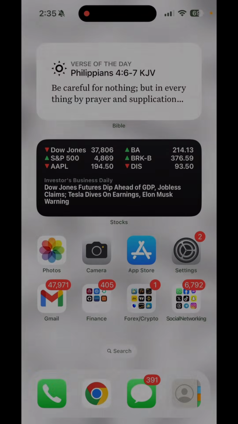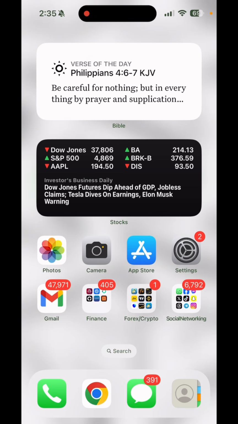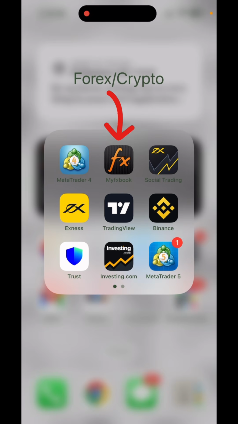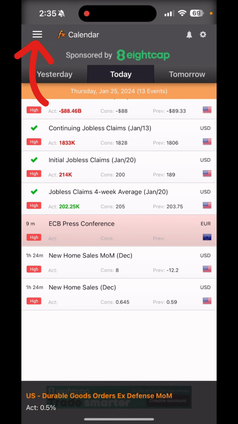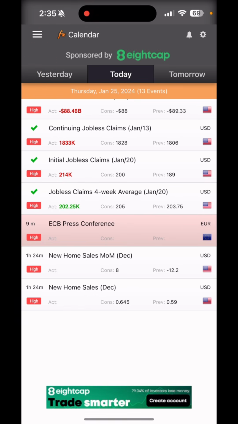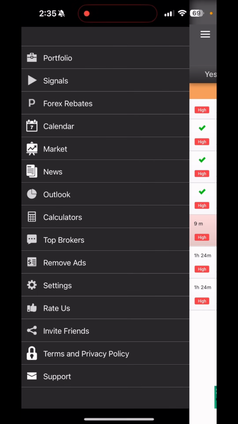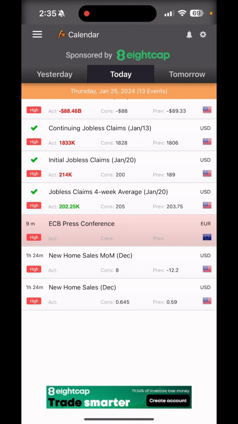Okay, guys, I'll be talking about two apps that I recommend to get fundamental news in the forex market. Now, the first one will be My Forex Book. All right. Now, this is the app. Once you click the three-line dropdown at your left, you would see portfolio, signals, forex rebates, calendar, markets, and so on and so forth. What you want to click is calendar. Once you click calendar, it is showing you the news that are available for today.